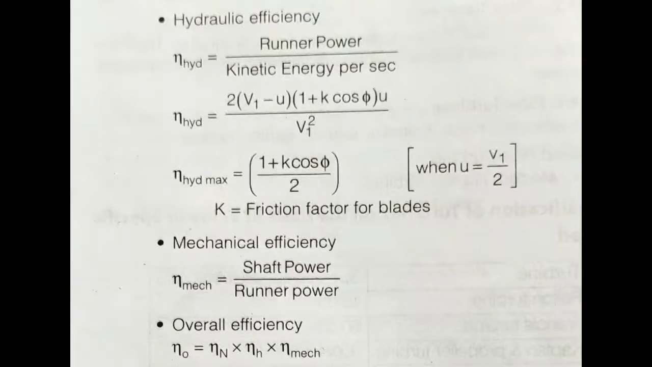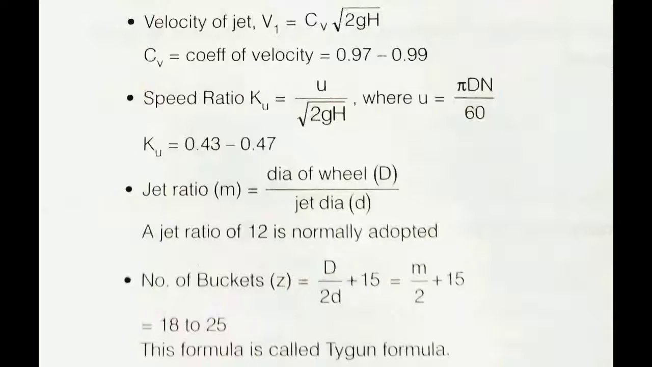After this, very important terms. Velocity of jet, V1 equal to Cv into root 2gH, and Cv value is between 0.97 to 0.99. Next is speed ratio, very important. Speed ratio Ku equal to U by root 2gH. Okay. Next is jet ratio m, that is m equal to D by d, where D means diameter of wheel and d is jet diameter.